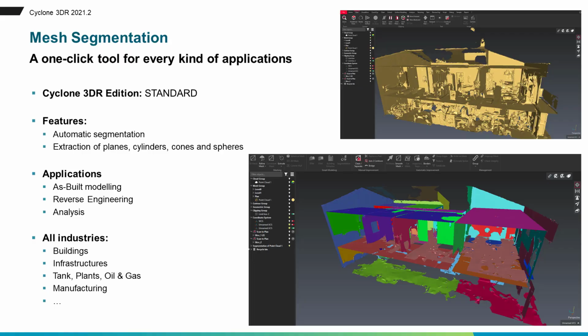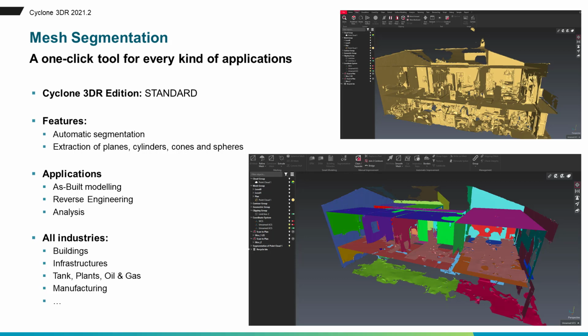Within the 2021.2 version, Cyclone 3DR provides a nice tool for mesh segmentation. That means that in one click, it will be very easy to extract from one mesh the segmentation of the mesh model, but also many geometrical features like planes, cylinders, cones, or spheres.